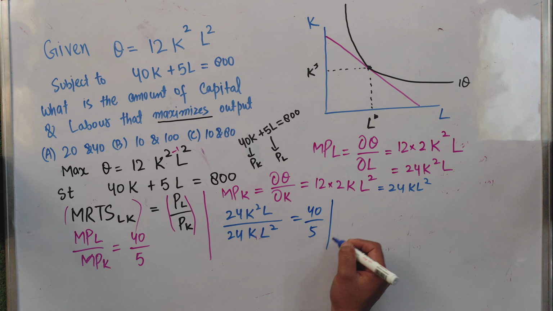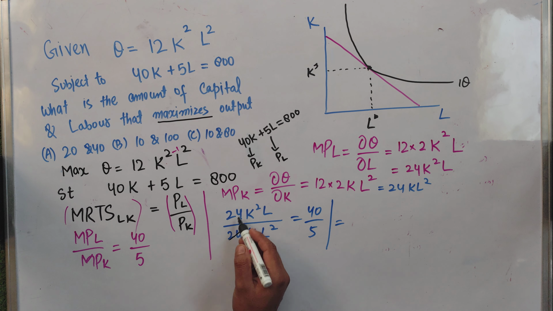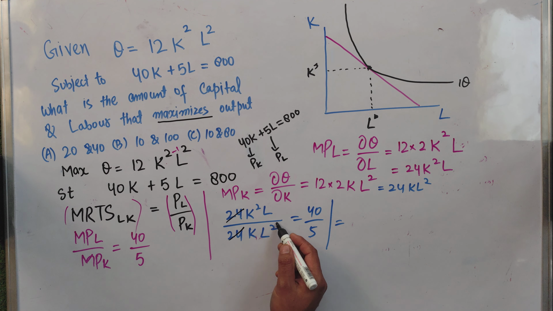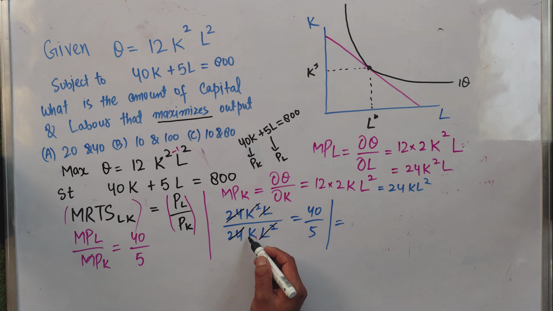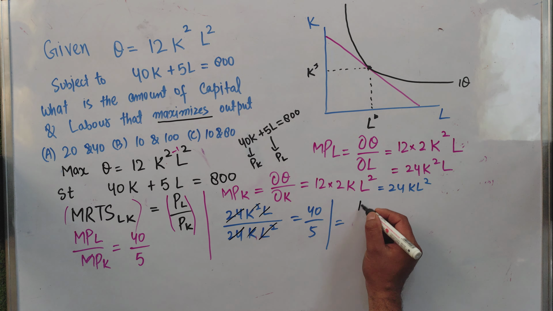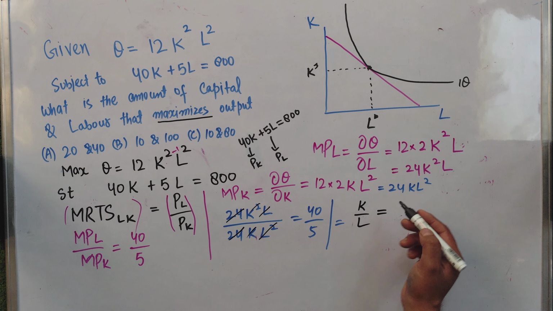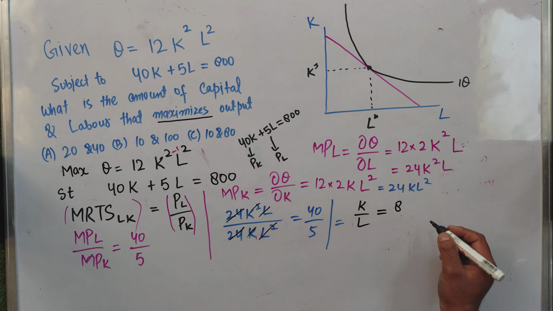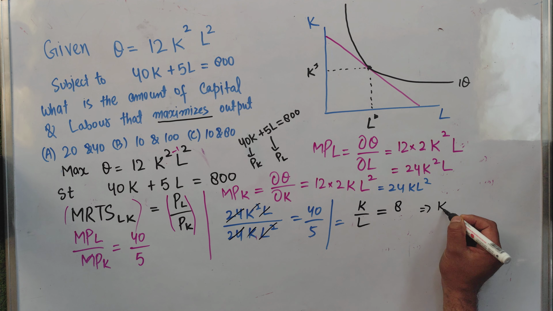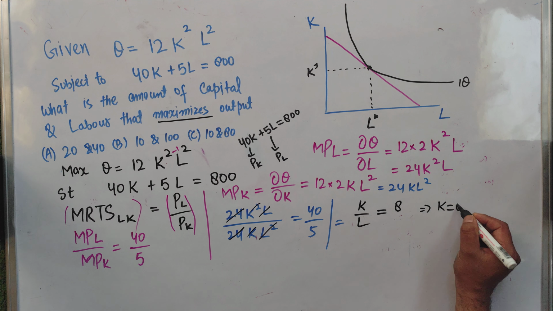Here 24 gets cancelled, one L gets cancelled, one K gets cancelled, so we are left with K/L equal to 40/5, which is 8. Or we can say K = 8L.